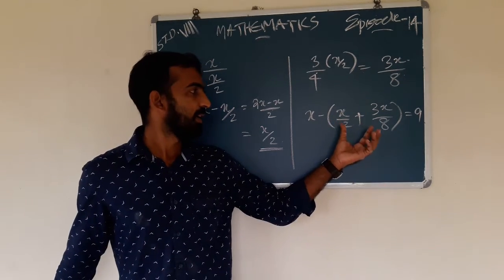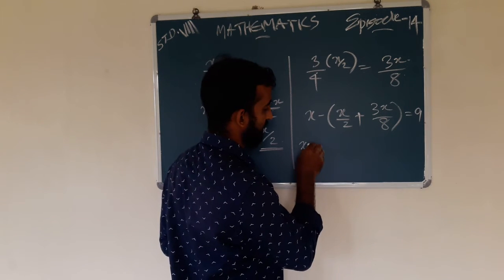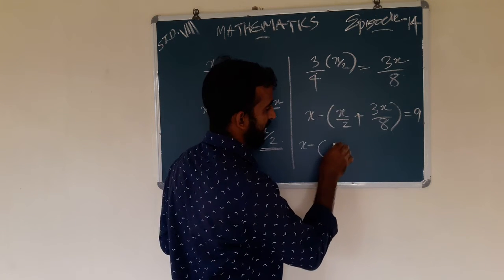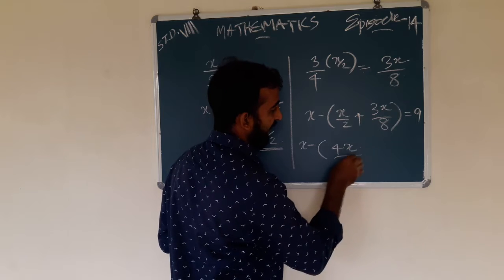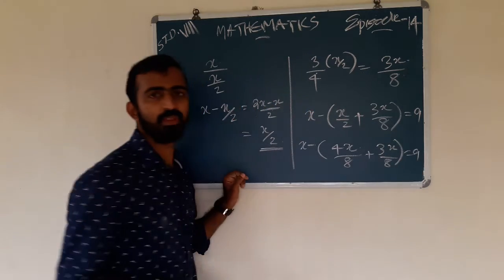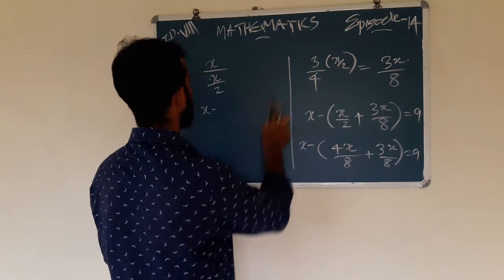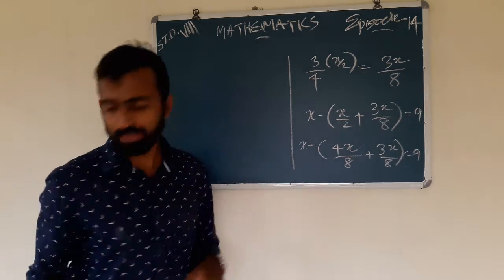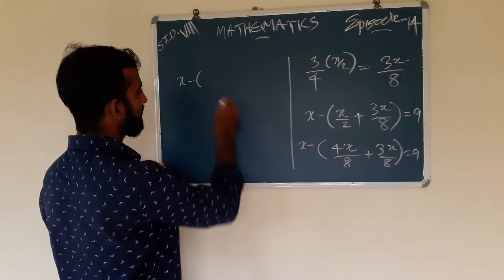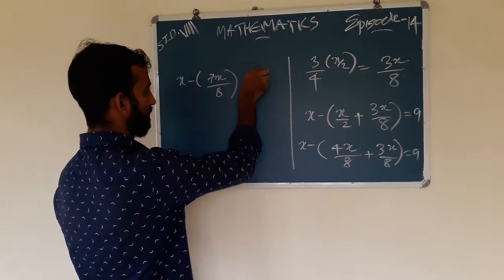Here we can solve the equation. Taking 8 as the LCM, we get x minus 4x by 8 plus 3x by 8 equal to 9. Next, x minus 4x plus 3x means 7x by 8 equal to 9.